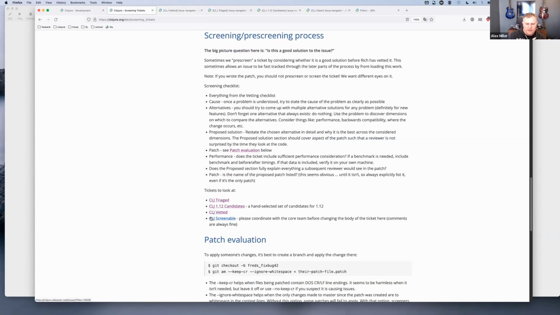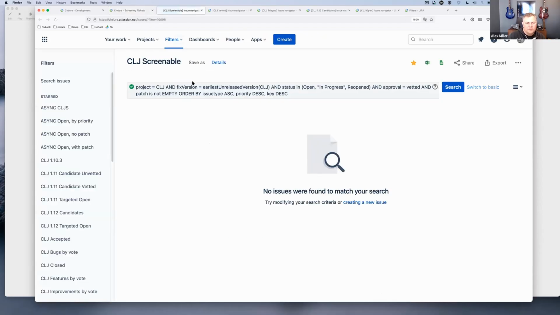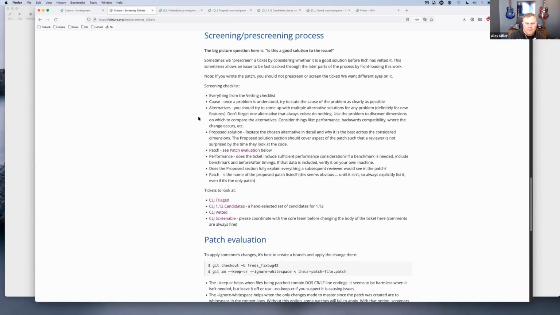And then screenable things are things that we've gotten into, we're working on them and looking at them. That list is currently empty because we have not started really working on stuff for 112 yet. So there's not much there.